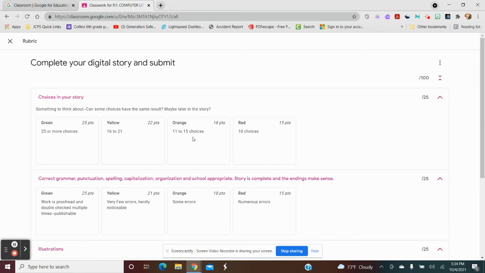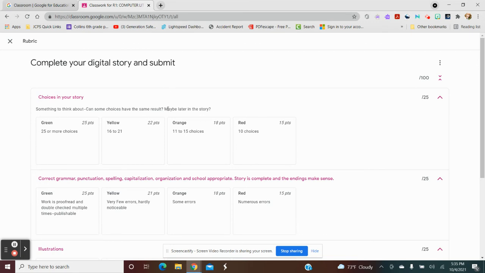And it has to make sense in the story. Don't just start adding silly stuff. Everybody needs to be on the same page and writing on the same story. And we'll talk about that later. And then yellow, 16 to 21 choices. And then green, if you do 25 or more choices, then you would get 25 points.